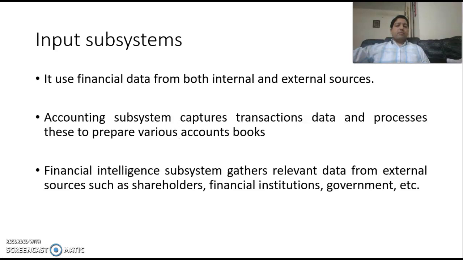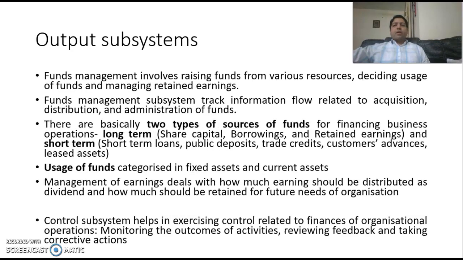Whereas the financial intelligence subsystem gathers relevant data from external sources such as shareholders, financial institutions and government. Mind here, the financial intelligence subsystem does not discuss the information related to the internal part, whereas the accounting subsystem discusses the internal matters majorly. In the output subsystem, we can see fund management involves raising funds from various resources, deciding uses of funds and managing retained earnings.